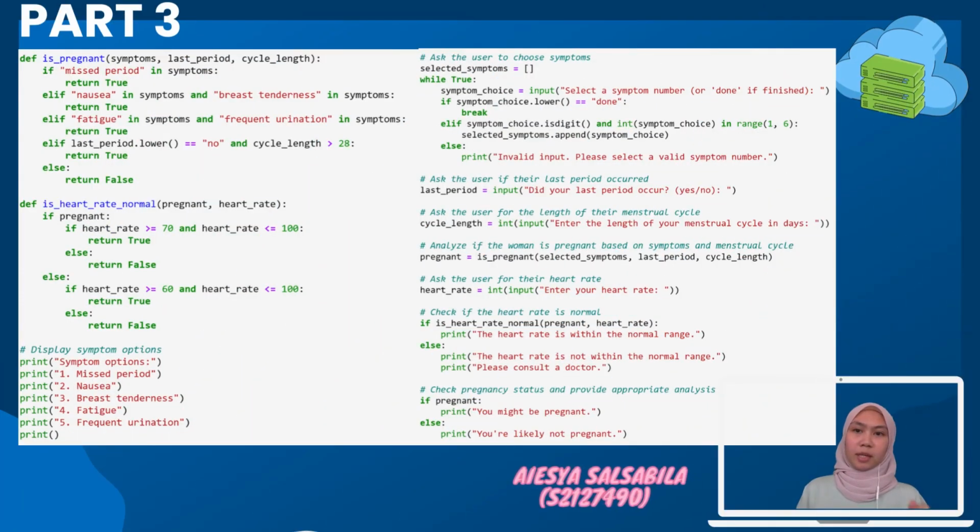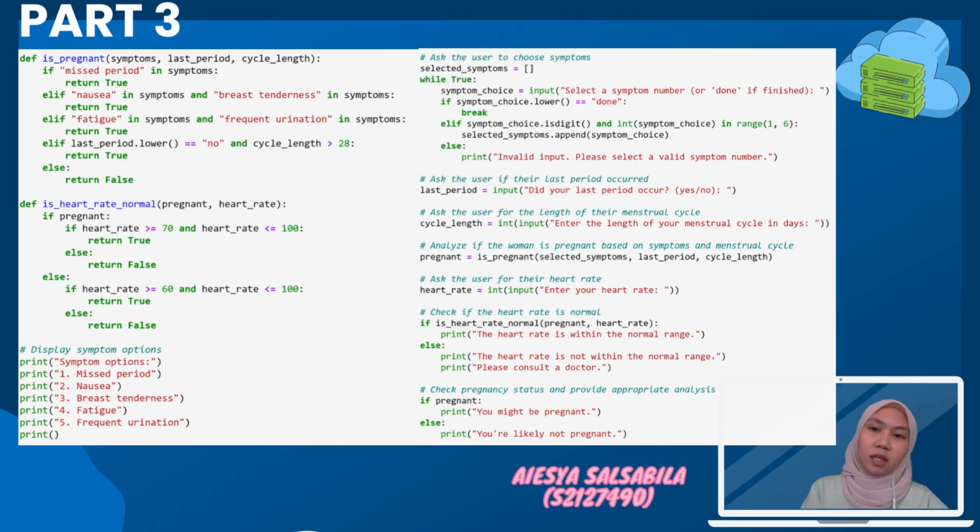Hi, my name is Aiesya Salsabila and I will be presenting the third part of this program. In this third part, it will analyze the pregnancy of the user, whether the user is pregnant or not, and it will also analyze the normality of the heart rate of the user.